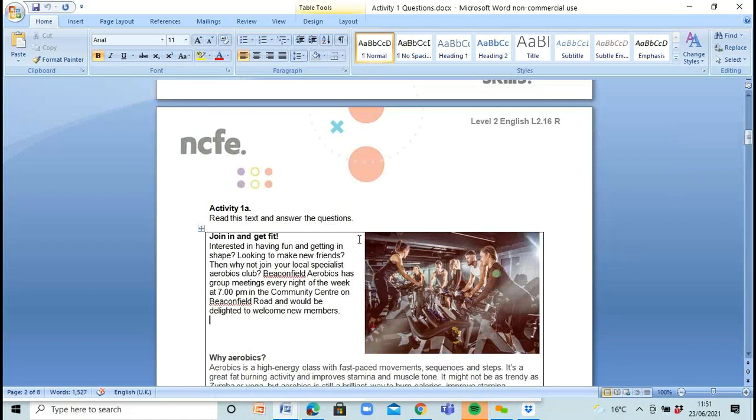Okay, so Join In and Get Fit. Interested in having fun and getting in shape, looking to make new friends? Then why not join your local specialist aerobics club? Beaconfield Aerobics has group meetings every night of the week at 7 p.m. in the community centre on Beaconfield Road.